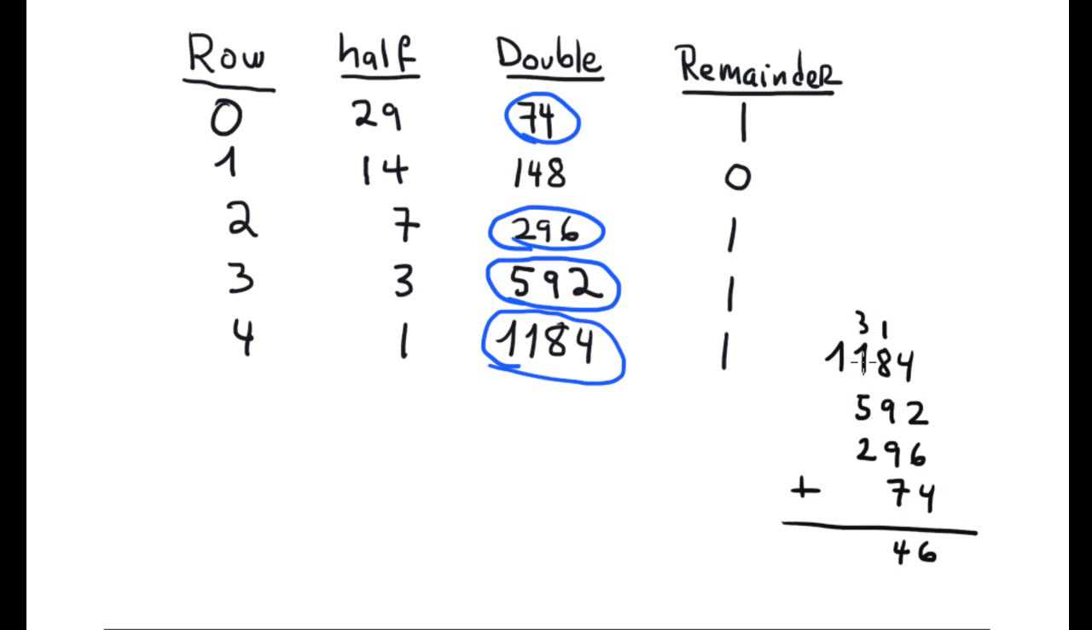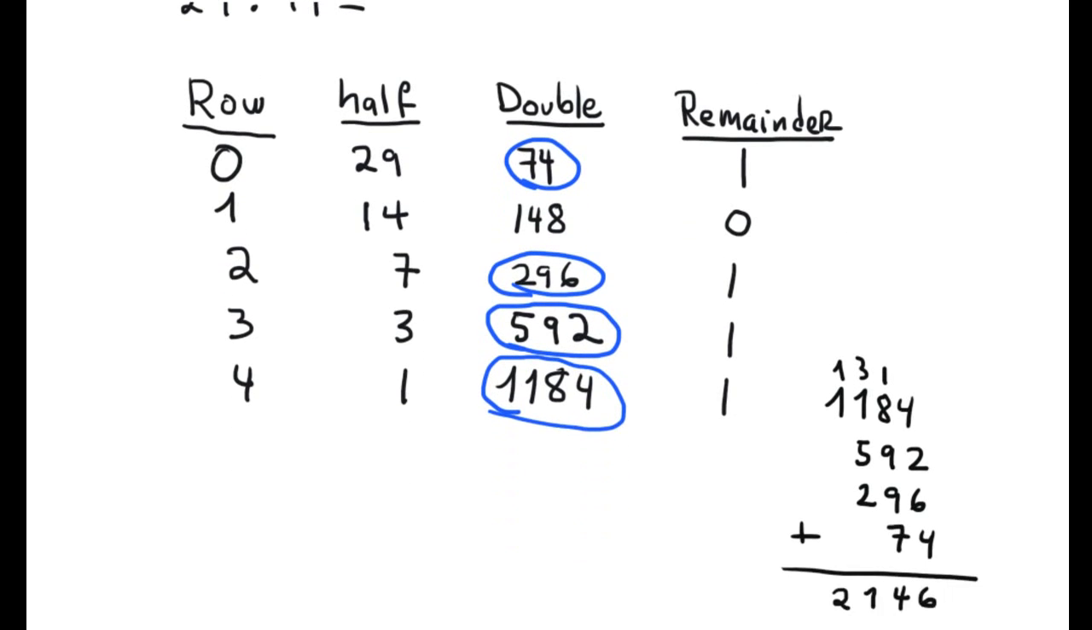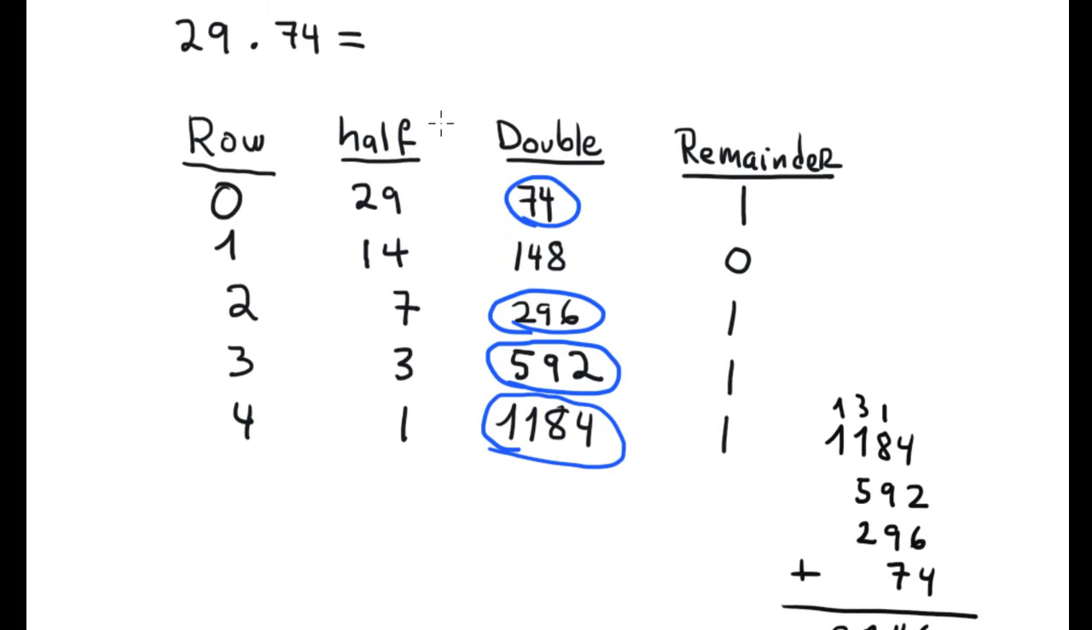This is 4, 9, 11, 1, and carry that 1 to the next column. And this is 2. And the answer is 2,146. 2,146 is the answer.